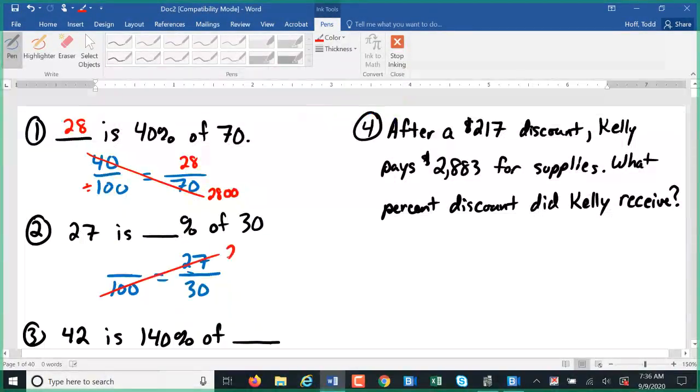100 times 27 is 2,700. Dividing by the 30 gives us 90. 27 is 90% of 30.